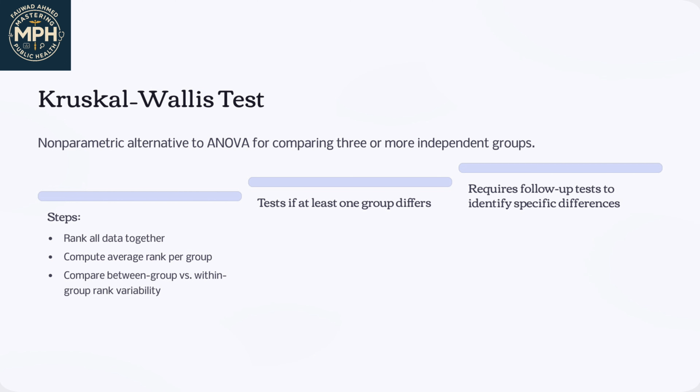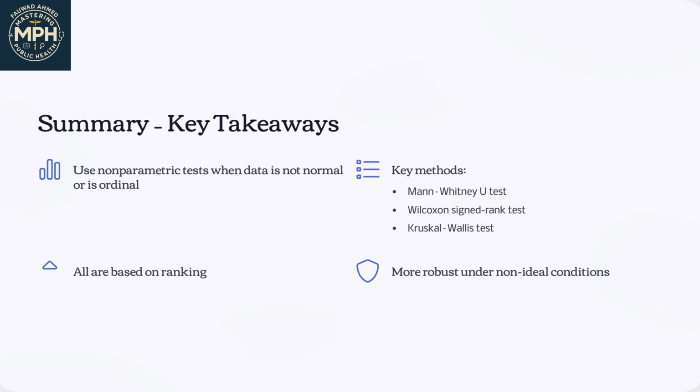If the Kruskal-Wallis test is significant, we can conclude that at least one group differs, but it doesn't tell us which ones. We need follow-up tests to explore those differences. Nonparametric tests are essential when parametric assumptions don't hold. They offer a flexible, robust way to analyze skewed data, ordinal data, small sample sizes.